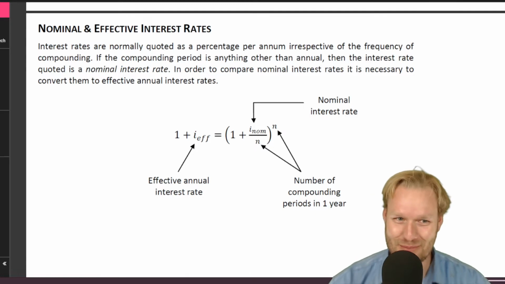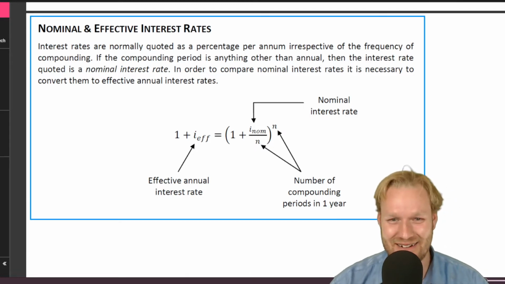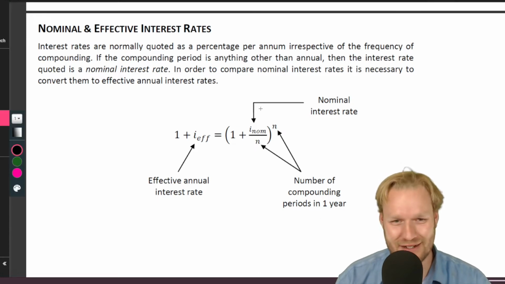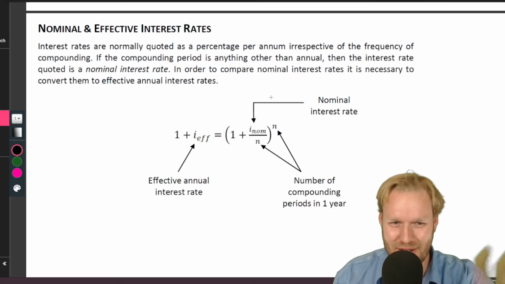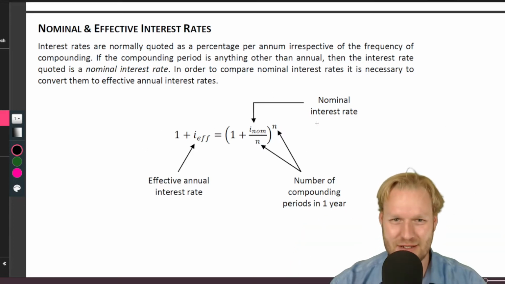Right, let's get into some nominal and effective interest rates. Okay, so let's go for it here. This all looks much more complicated than it is, with this long formula and effectives and compoundings. Here's the basis that we need.